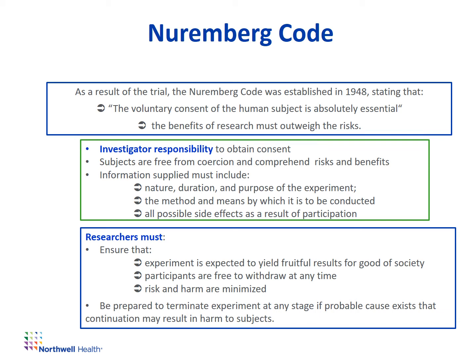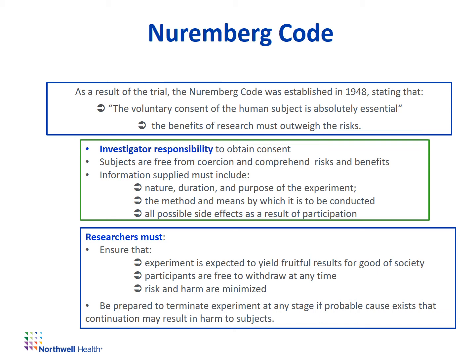Information supplied must include nature, duration, and purpose of the experiment, the method and means by which it is to be conducted, and all possible effects as a result of participation in the experiment. The responsibility for the quality of the consent rests upon each individual who initiates, directs, or engages in the experiment. Researchers are further responsible to minimize risk and harm and to be sure that the experiment is expected to yield fruitful results for the good of society.